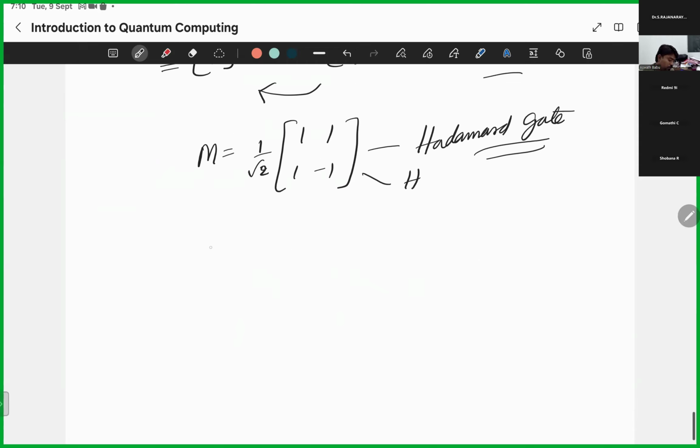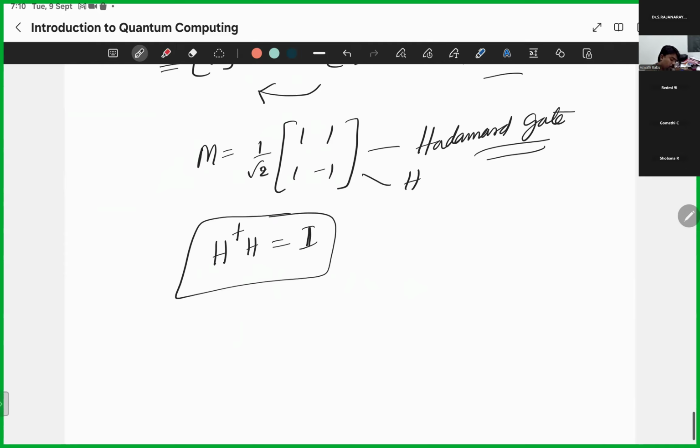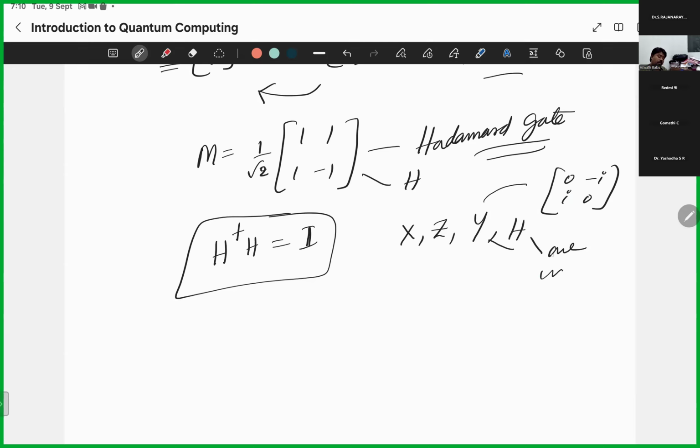Okay, so if you cross-check whether H is unitary or not, yes, it is unitary. So you can conclude that all the single qubit gates, let's say X gate, Z gate, and there is also a Y gate, which is actually a Pauli matrix, this is the X gate. All of them and also the H gate are unitary. This set is unitary. Okay, right? So these are single qubit gates.